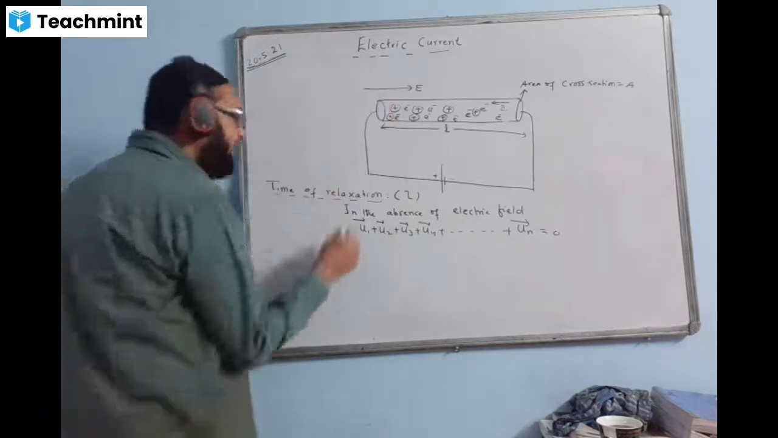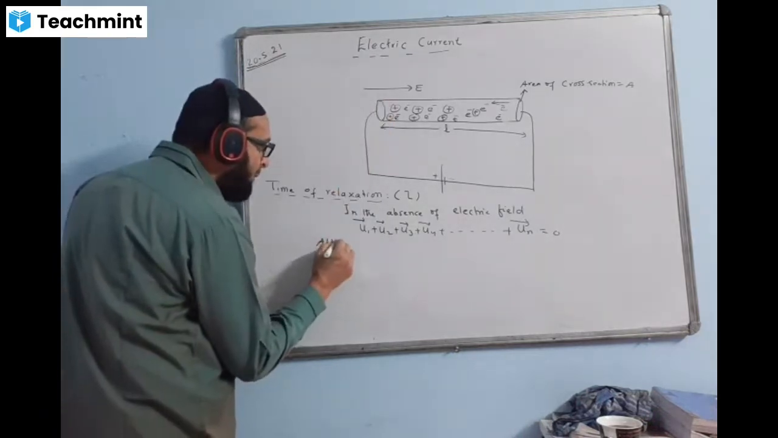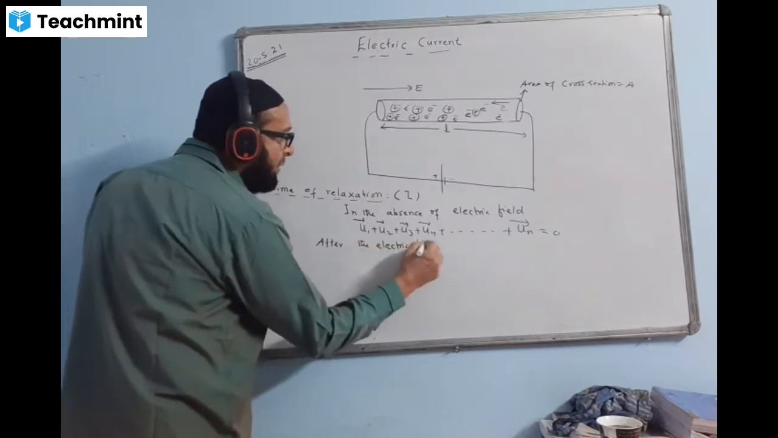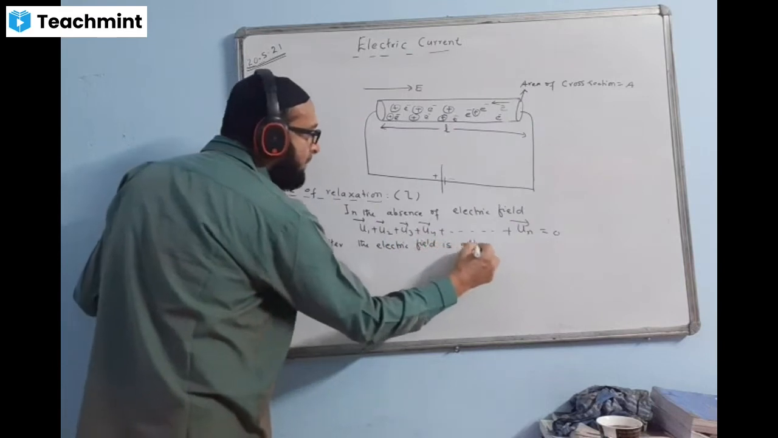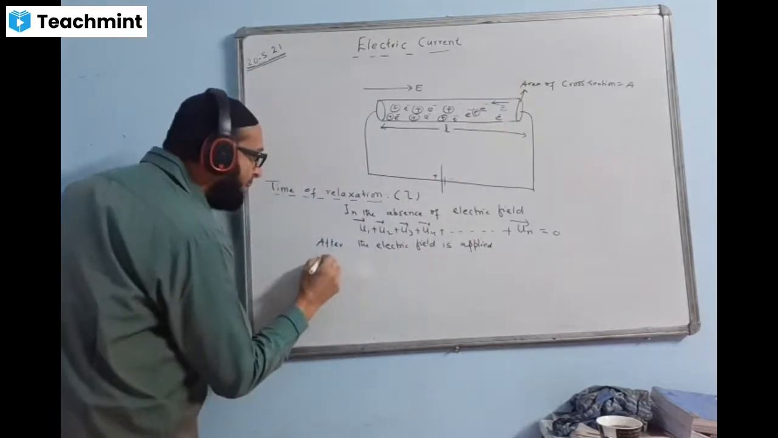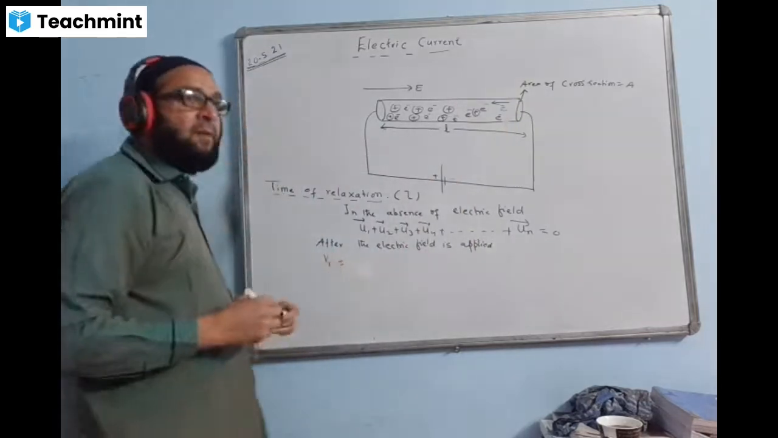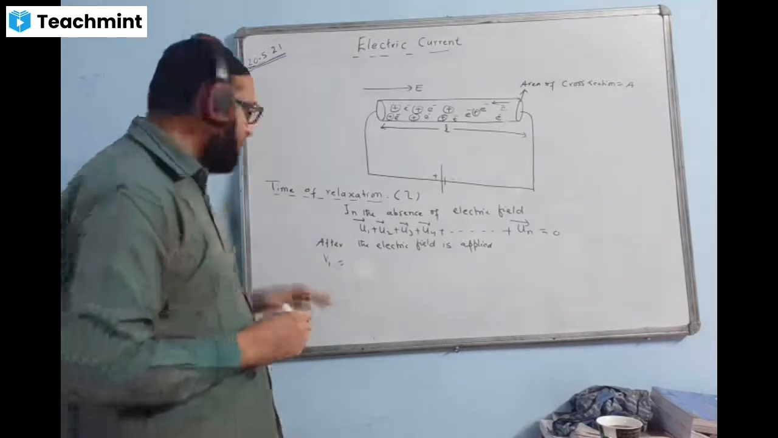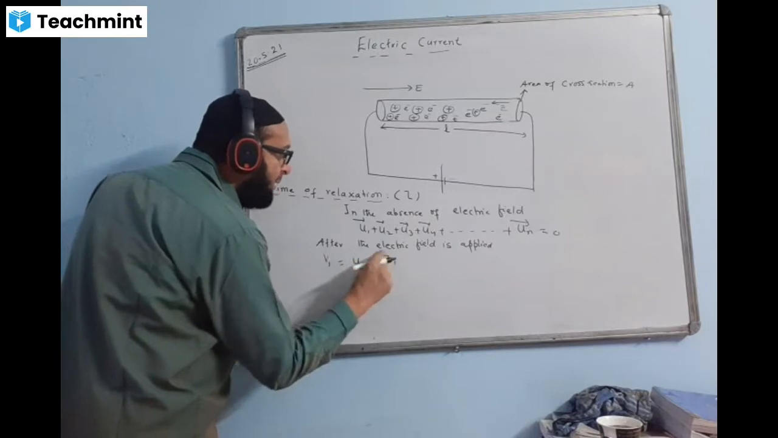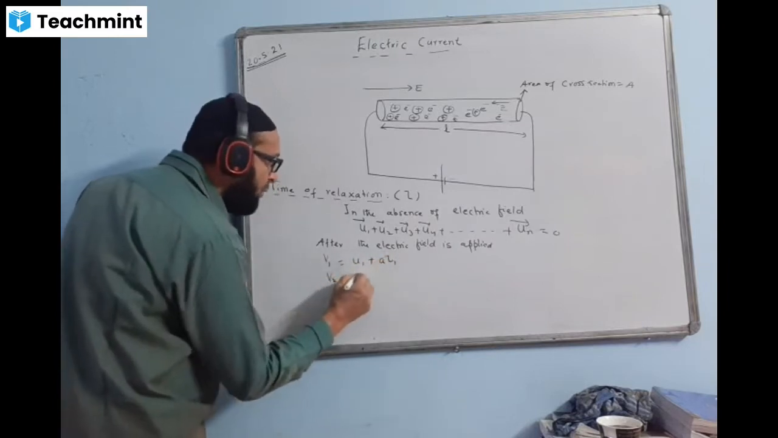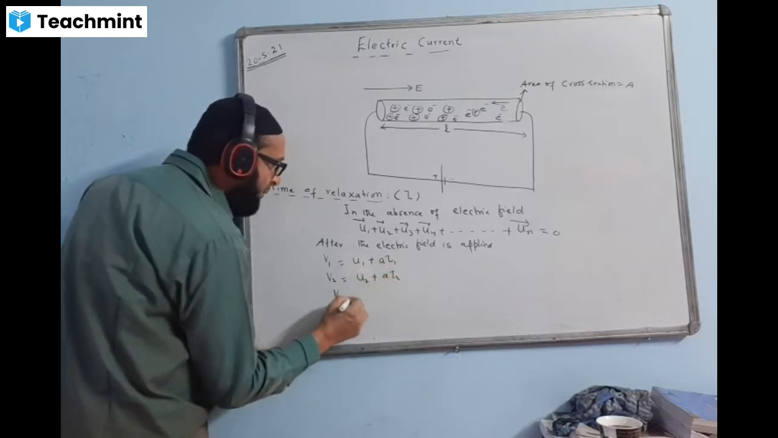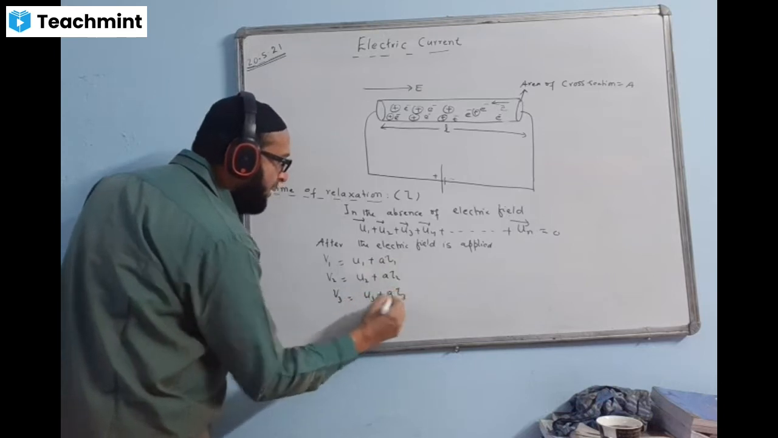Now, after the electric field is applied, they will pick up linear velocity. Suppose the first electron picks up linear velocity v1. You know the formula v is equal to u plus at, no? So I'll use that formula. v1 is equal to u1 plus a t1. Then write v2 is equal to u2 plus a t2. v3 will be equal to u3 plus a t3.